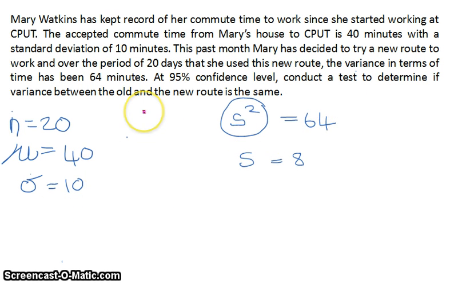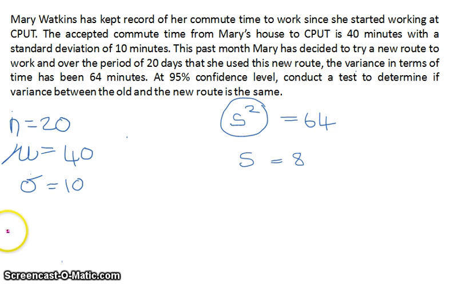Okay, at 95% confidence level, conduct a test to determine if the variance between the old and the new route is the same. And so we are specifically asked to test variance. And in such a case, we know that the chi-square test is the most applicable.